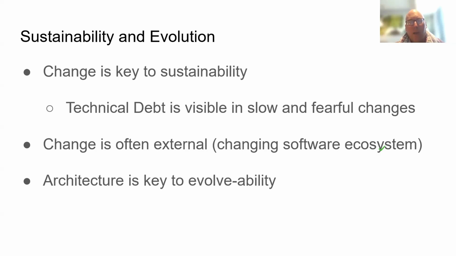I mean, as a developer, I'm very familiar with being scared to actually change something in case I break something else. Okay. The change is often external, the changing software or the social or the functional ecosystem. And architecture, which at the moment we don't have very good criteria for measuring. Architecture is key to evolvability. So we really need to do a better job on that level.